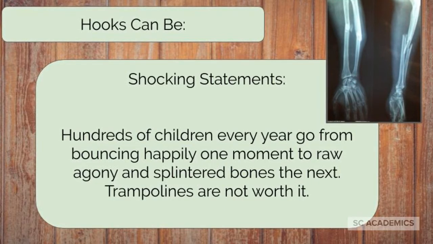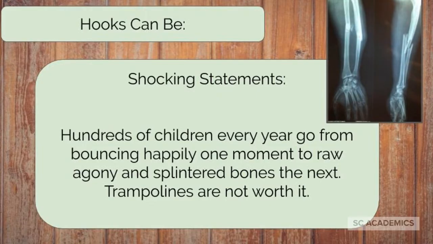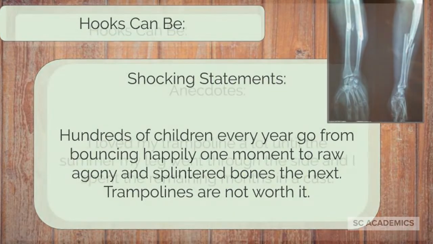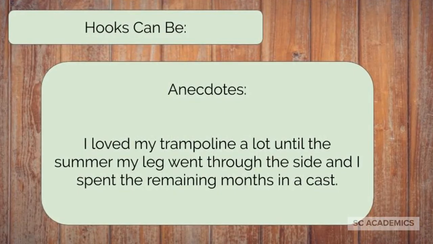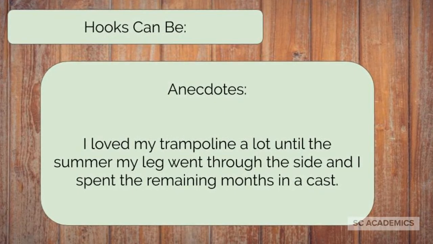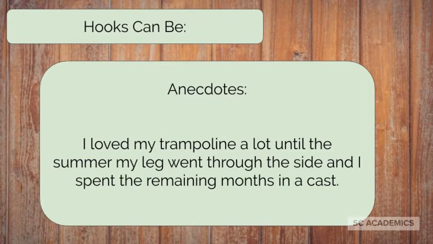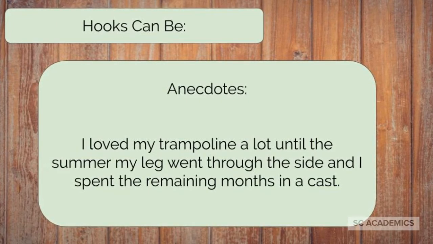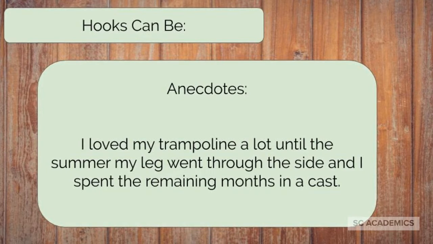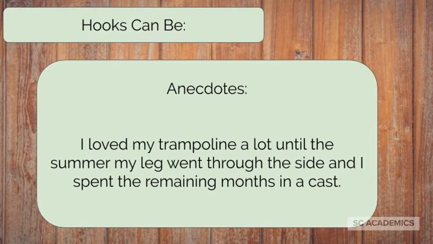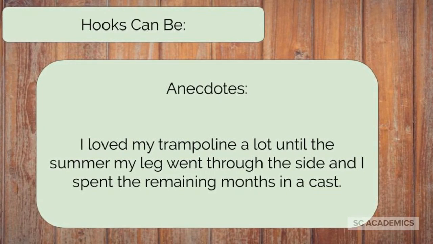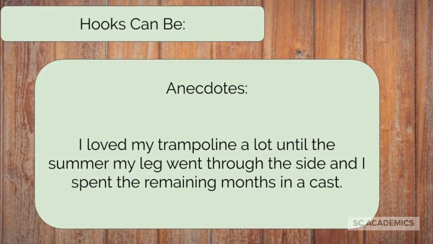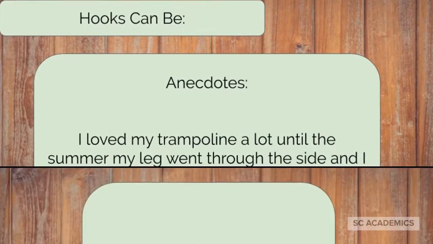When you make a shocking statement like that, it gives your audience pause. It makes them consider your side, at least for a moment. Finally, we have anecdotes, or sort of stories within your essay. Sometimes you could use personal examples and say something like, I loved my trampoline a lot until the summer my leg went through the side and I spent the remaining months in a cast. Using personal examples, or examples from friends or relatives or things like that, can also work too.